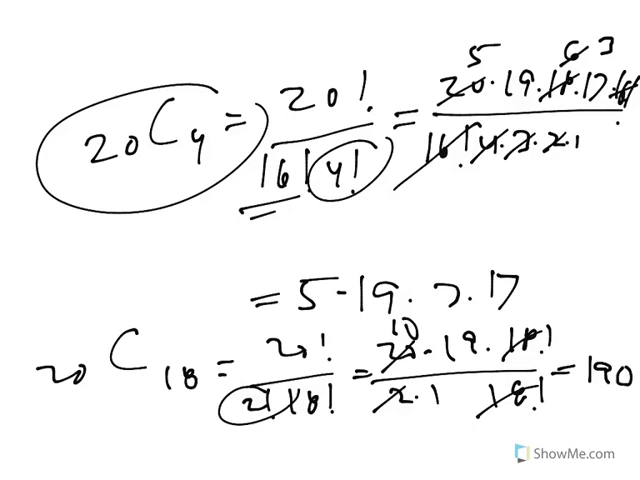So that's the basics of permutations versus combinations. In the next video, we'll see some of the properties of permutations and combinations.